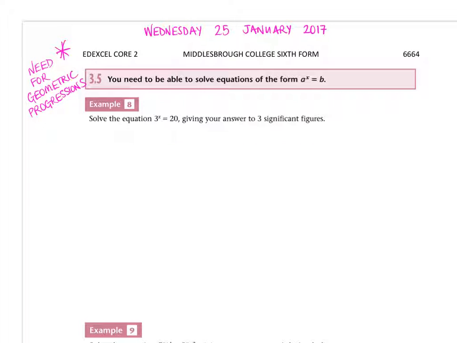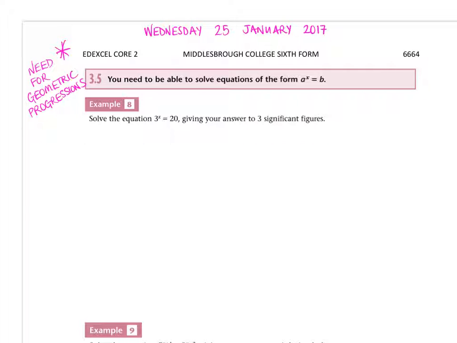So as soon as you see the power, the unknown is the power, then you're going to apply logarithms. Now, because in C2 you've got a calculator, it's possible to work x out as a non-integer value, so it can take on any value. And we use this quite a lot for geometric progression, so that's one of the chapters that we're going to use later on.